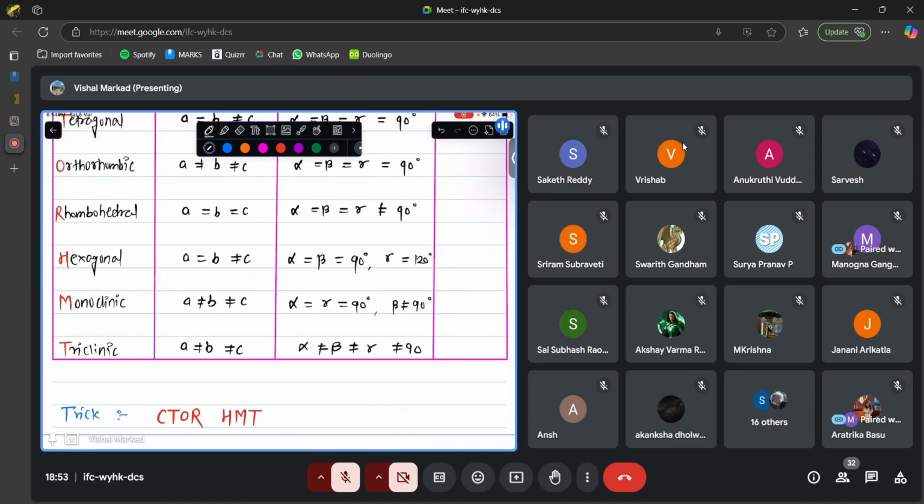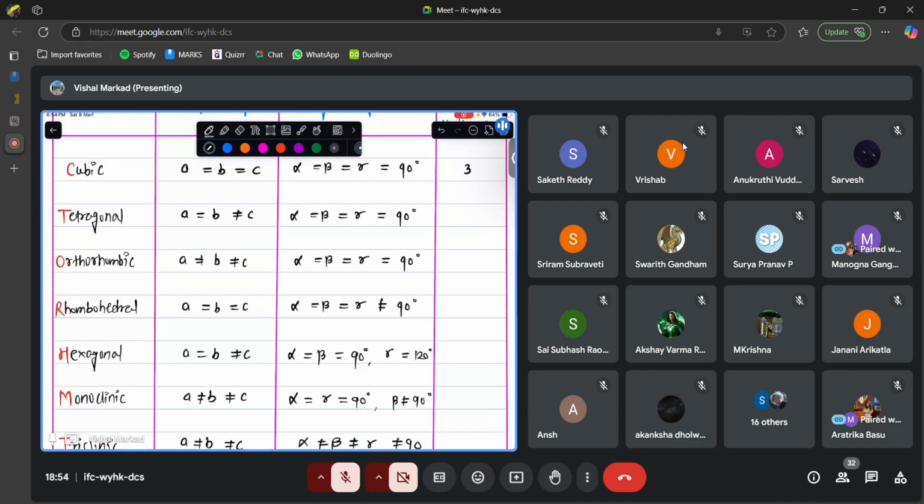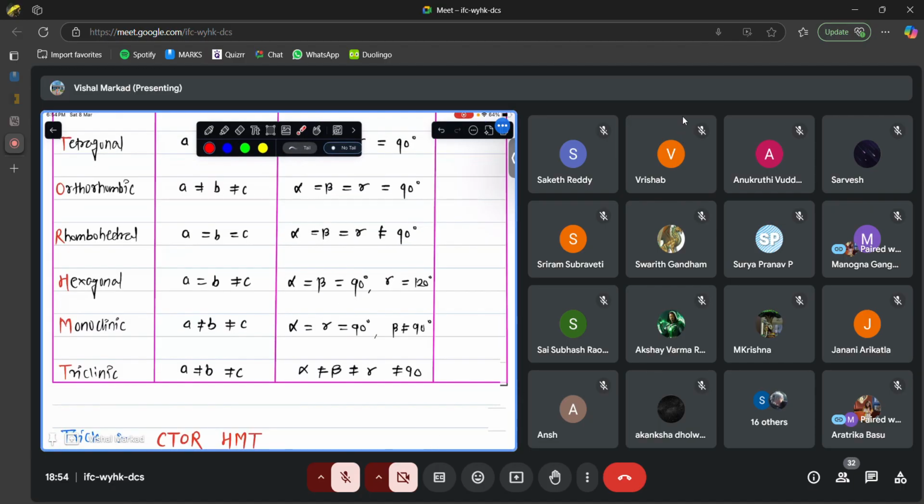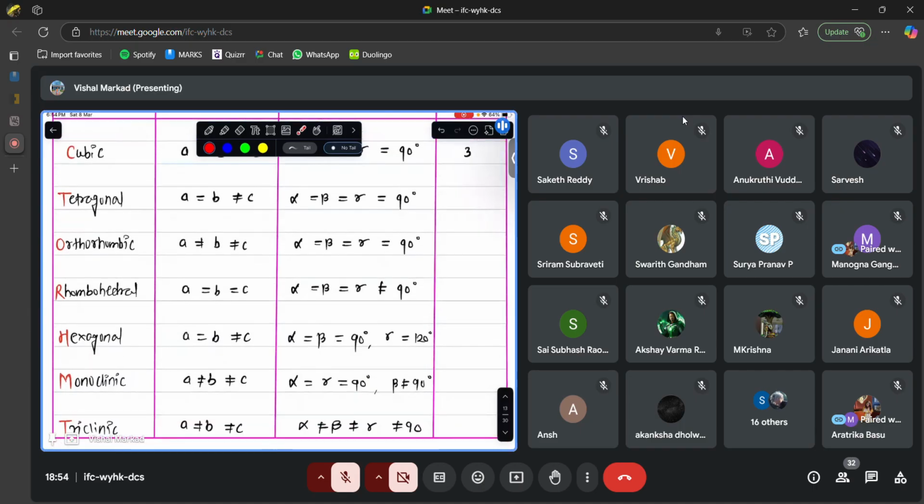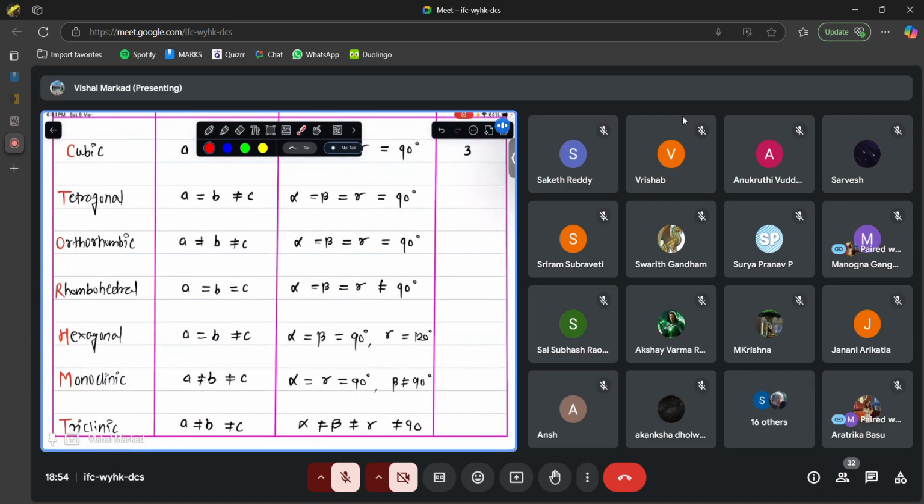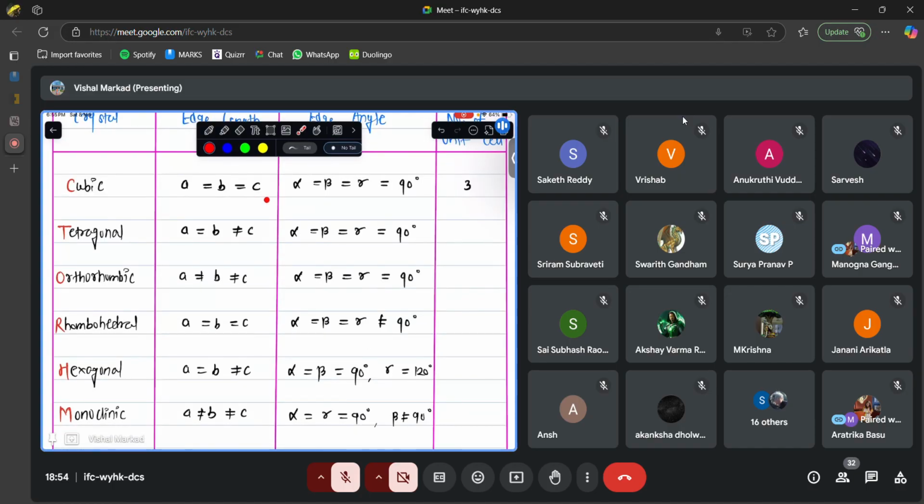If you practice this for 1 to 2 days, you will get this one. For IP, I think only a little part is there, not the entire thing. Okay, so don't worry about this. Clear? Remember in this format: CETOR HMT. Cubic, tetragonal, orthorhombic, rhombohedral, hexagonal, monoclinic, and triclinic. This pattern you can remember, right? A equal to B equal to C, then A equal to B not equal to C, A not equal to B not equal to C. Again the same pattern. Clear?